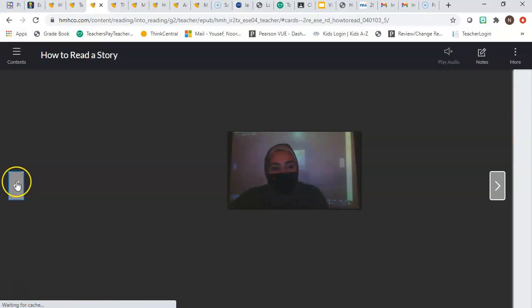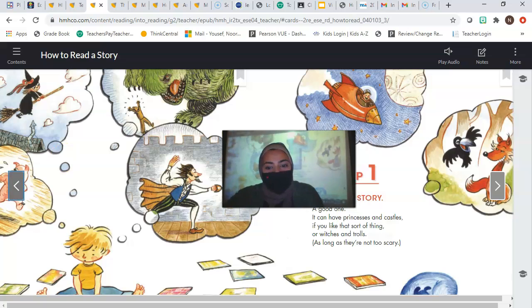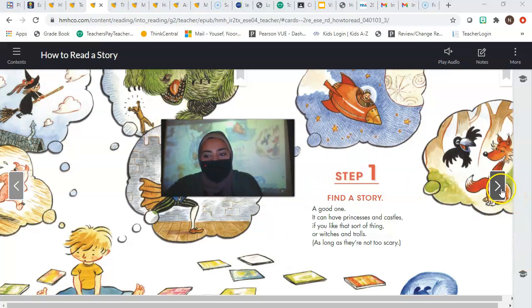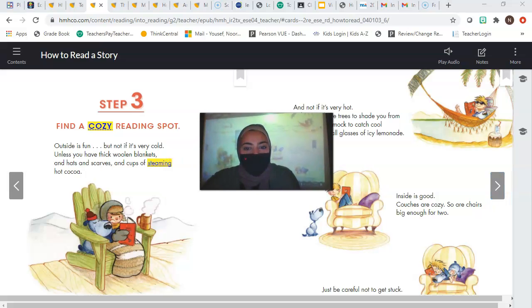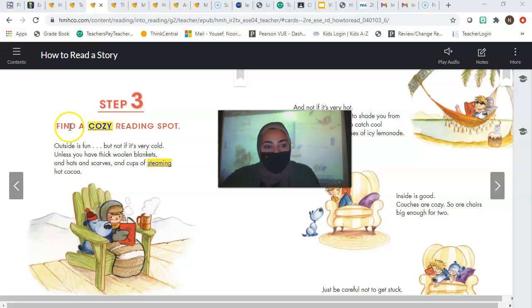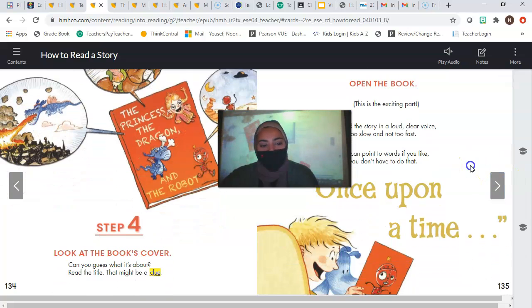So step 3 has a heading. Step 2 has a heading. Step 1 has a heading. Step 1 says find a story. That's the heading. Step 2, what's the heading? Let's read it together. Find a reading buddy. Thank you, Rena. Everybody, let's read it together. Find a reading buddy. Very good. That's the heading for step 2. What's the heading for step 3? Find a cozy reading spot. Very good. And then that part is about finding a cozy spot.